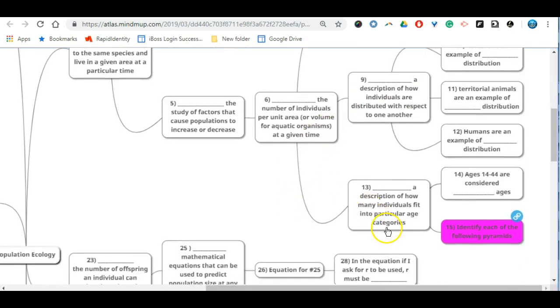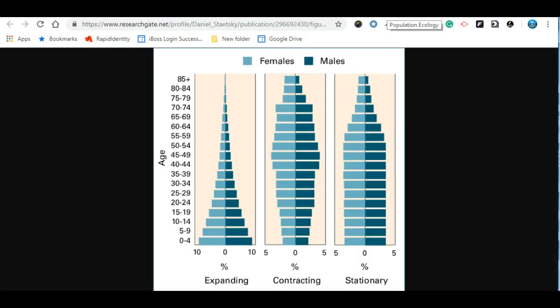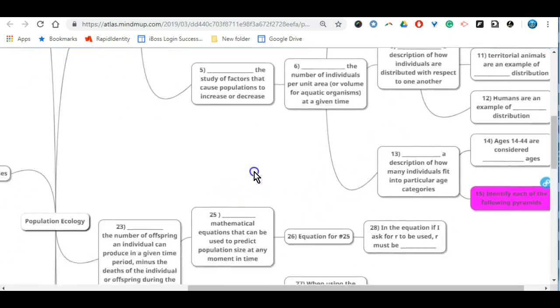All right, number 13. This gives a description of how particular ages fit into different categories. That's age structure. Don't get it mixed up with sex ratio. So there are different ranges. I've given you one. You need to make sure you know the others. But anything between 14 and 44 is called reproductive. Obviously, anything higher than 44 is post. Anything under 14 is pre. Number 15, just make sure you're able to identify the following graphs as expanding, decreasing. This one says contracting, and this one says stationary. Another word is stable.